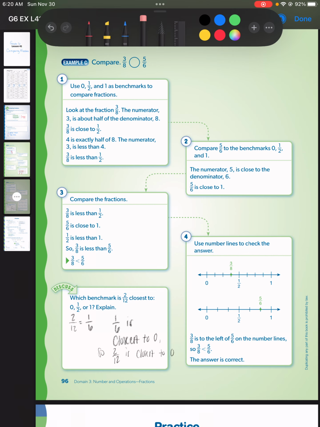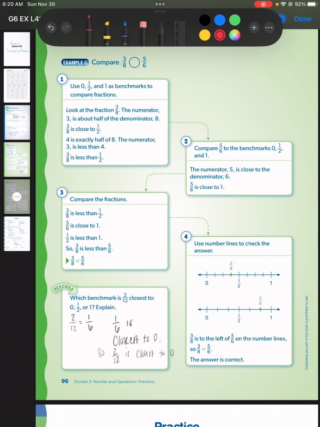As you move to example C, students are now going to use benchmark fractions to compare fractions. Or use benchmarks, not necessarily fractions, to compare fractions. So we're comparing 3/8 and 5/6. And students are going to ask themselves, is 3/8 closer to 0, 1/2, or 1? You look at the numerator and denominator.